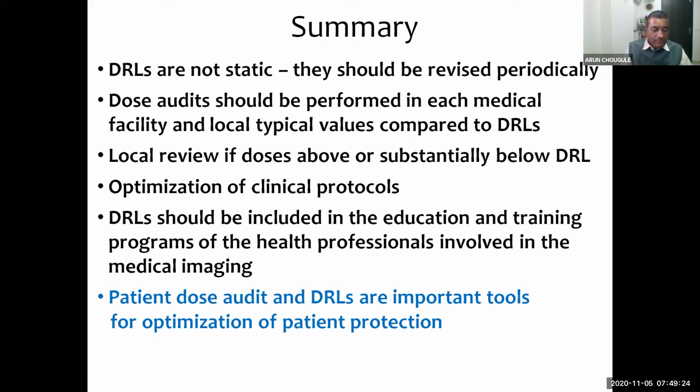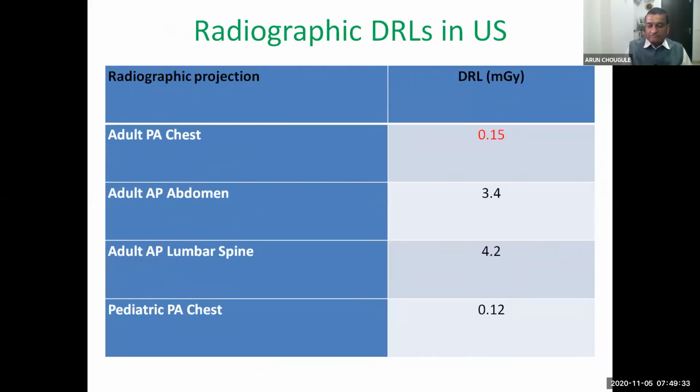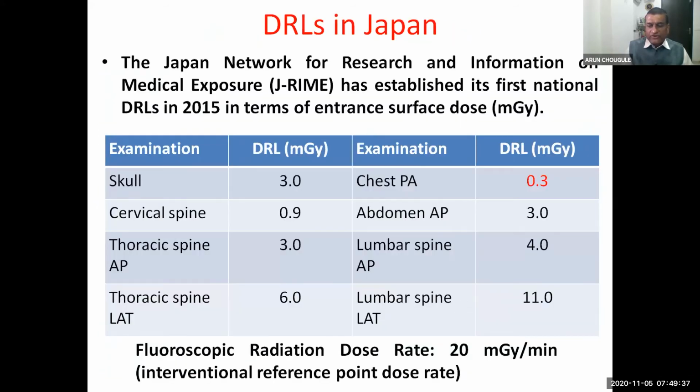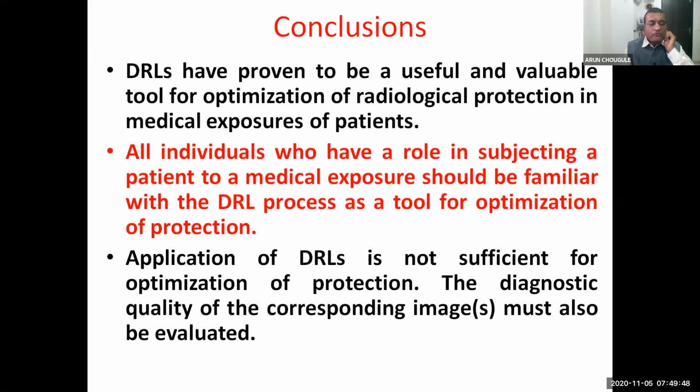I need to stop here because I hope my time is over, but these are the published values. They are available in literature. They can be used for various radiological procedures from different countries, for pediatric, for different age groups from different countries like Europe, UK, Germany, Switzerland. They are available. In conclusion, DRLs have proven to be a useful and valuable tool for optimization of radiological protection in medical exposure of patients.